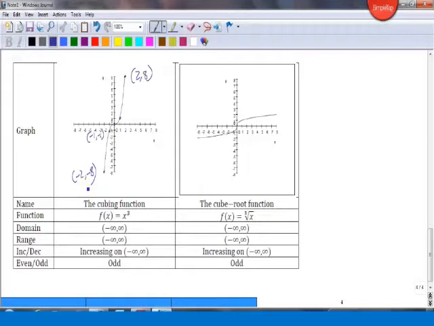Something to notice, it's impossible to tell on the scale that I've pictured them here, but if you were to zoom in on what's going on between negative 1 and 1, the graph of the cubing function actually hugs the x-axis more closely than does the graph of the squaring function.